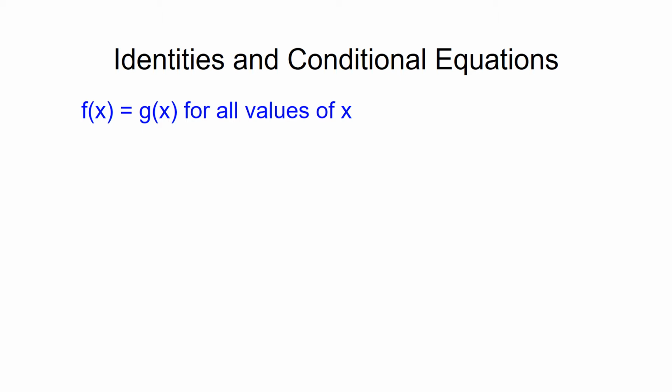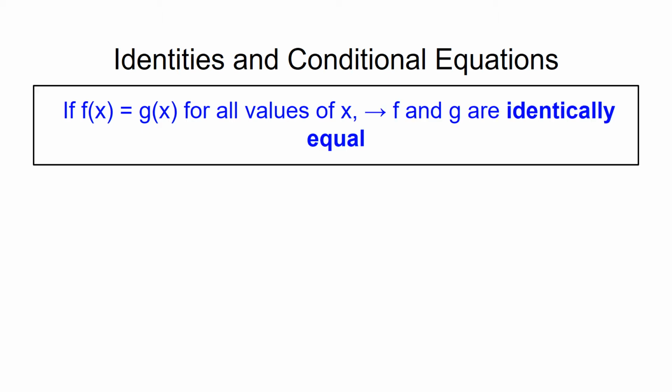Let's say we have two functions, f of x and g of x, and we know that for any given value of x, these functions are equal. If that's the case, then we can say that the functions are identically equal. The equation f of x equals g of x is called an identity.